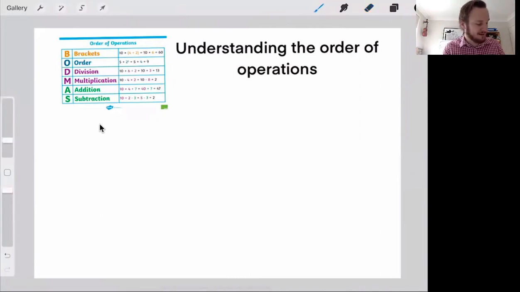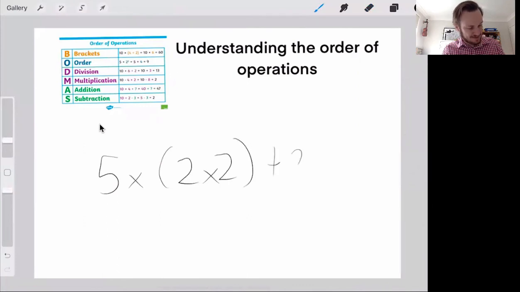I'll just make one up now. So it's 5 times (2 times 2) plus 2 squared. Okay, let's have a look. Firstly, what stands out as first? BODMAS, that's how we say it. BODMAS: brackets, order, division, multiplication, addition, subtraction.